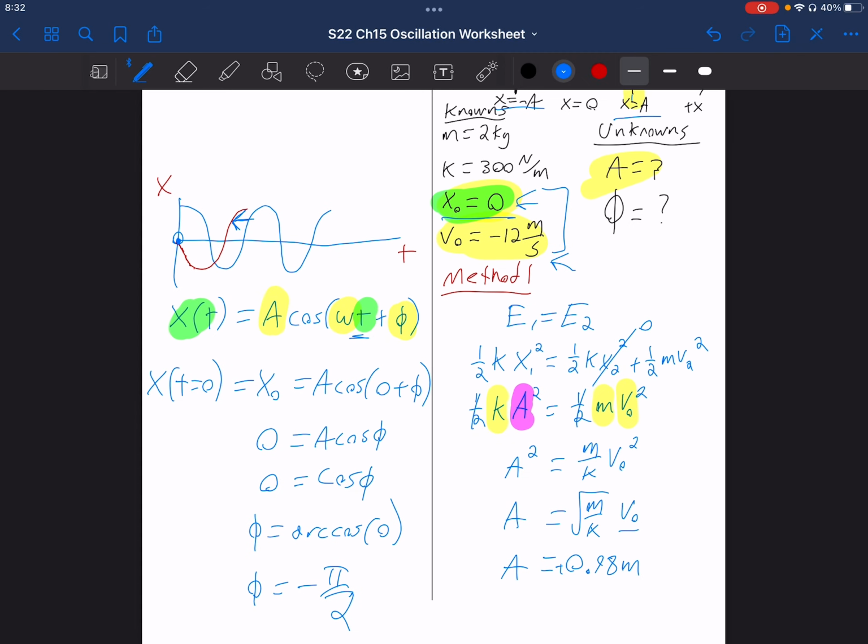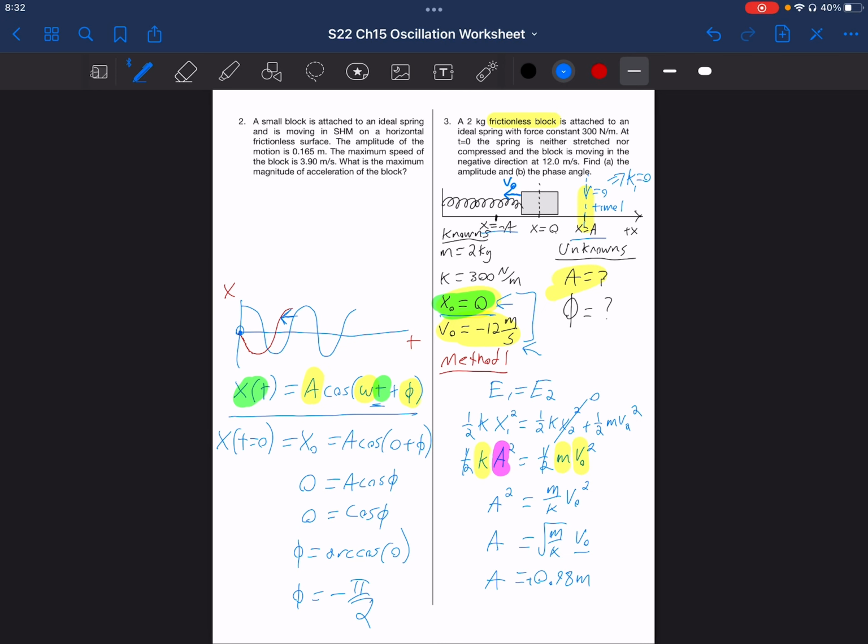That's method 1. And I think this is a pretty general method that could work pretty well for you when solving these type of problems, when you're trying to find, for example, the phase constant. You may have to use energy conservation first, and then use our method that relates position and time.